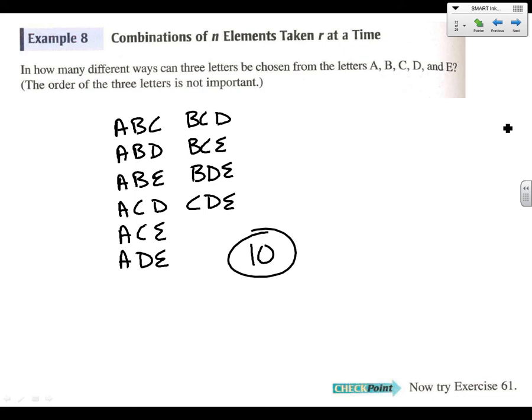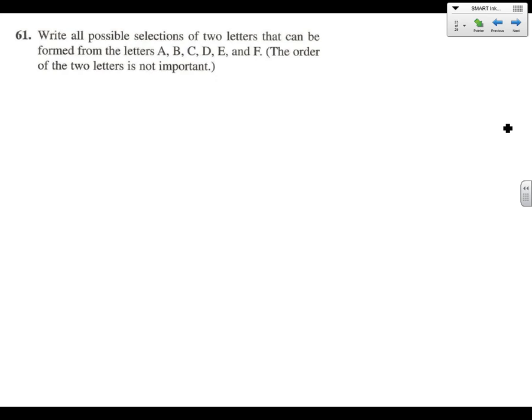All right? So go ahead and make yourself a list for 61. All right? All the possible selections of 2 letters that can be formed from A, B, C, D, E, and F. And the order is not important. We're doing combinations, not permutations.